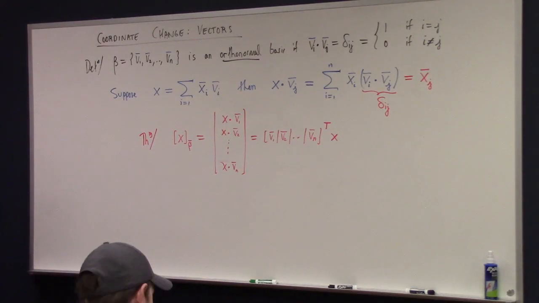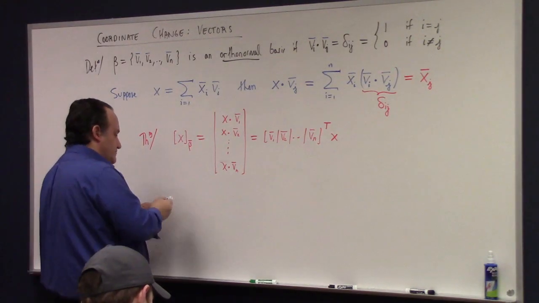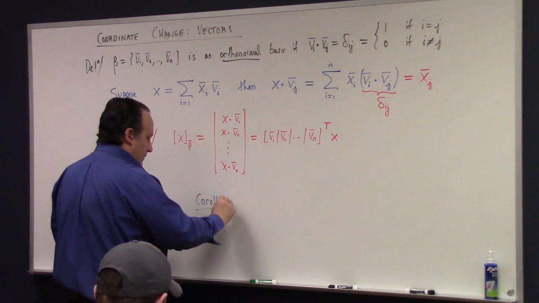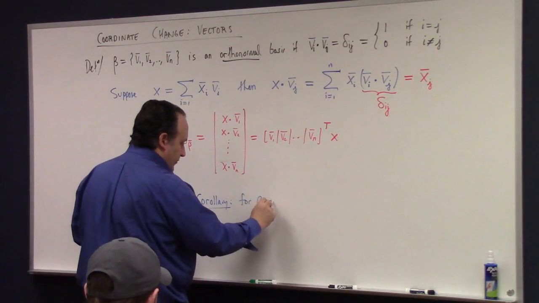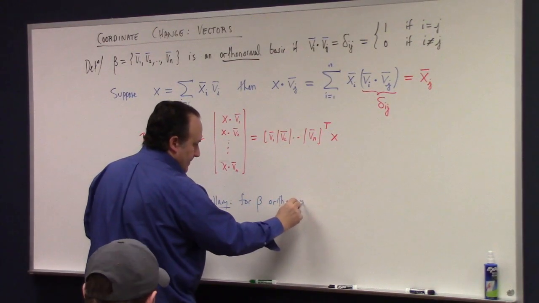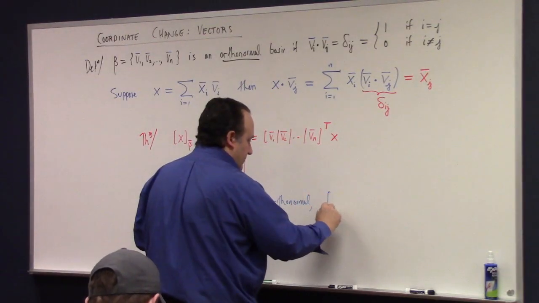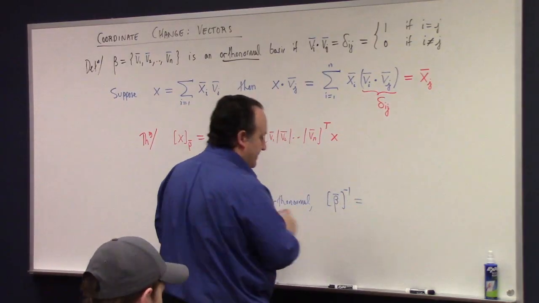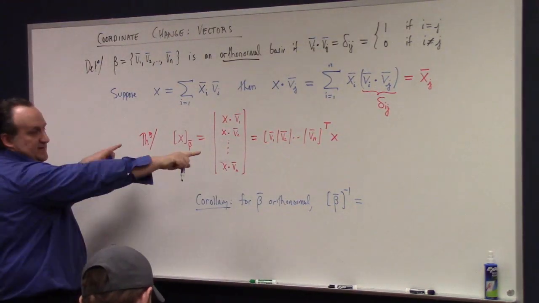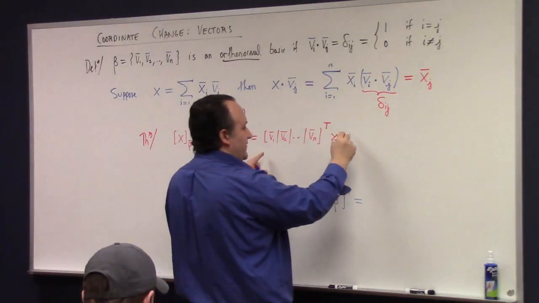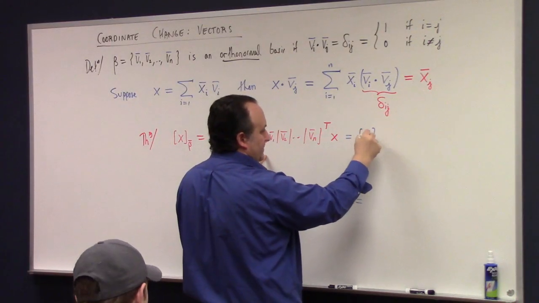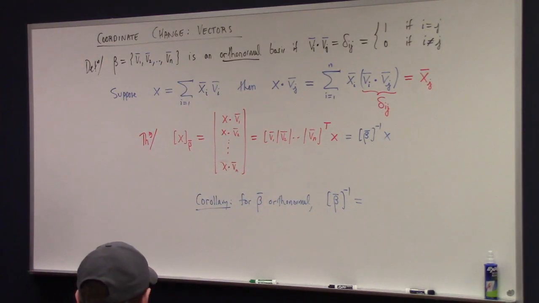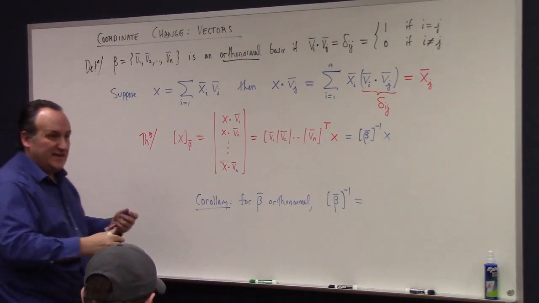Corollary. For beta bar orthonormal, beta bar inverse is equal to what? This is still equal to, by our previous arguments, beta bar inverse times x, but that's true for all x. Therefore, the transpose of the basis matrix is the inverse.